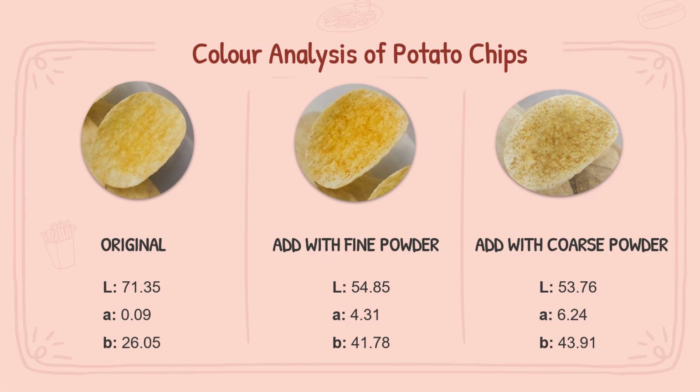In terms of color analysis, the results show that original potato chips look more plain compared to the others, with lightness of 71.35, redness of 0.09, and yellowness of 26.05. Although the potato chip added with fine powder has a lighter color, as its lightness is 54.85, its redness and yellowness are lower than the potato chip with coarse powder. The result is as expected, as smaller particles can reflect more light compared to larger particles. Hence, potato chip with fine powder has a brighter color.